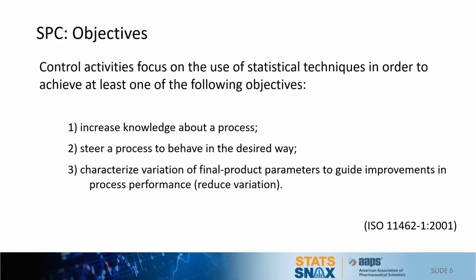SPC objectives. Control activities focus on the use of statistical techniques in order to achieve at least one of the following objectives: increase knowledge about a process, steer a process to behave in the desired way, and characterize variation of the final product parameters to guide improvements in the process performance, that is, reduce variation.